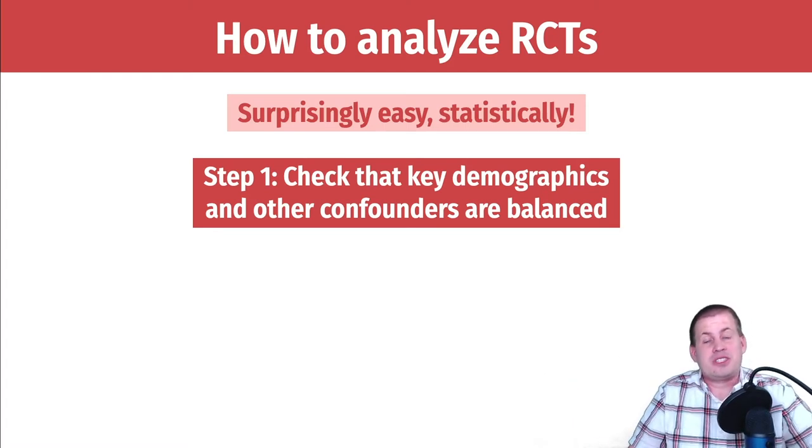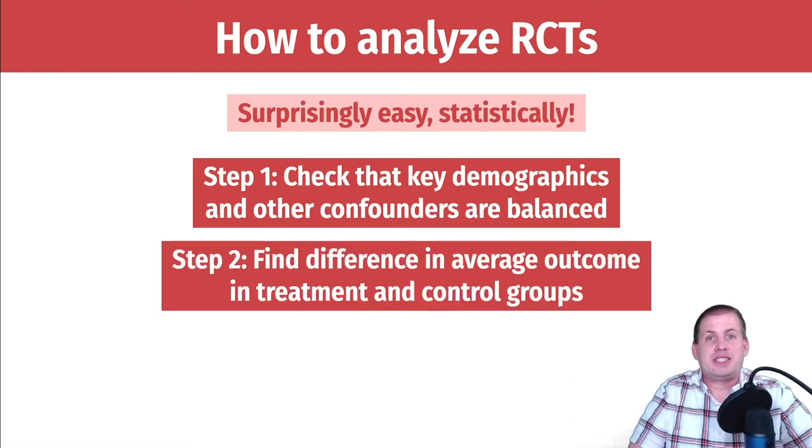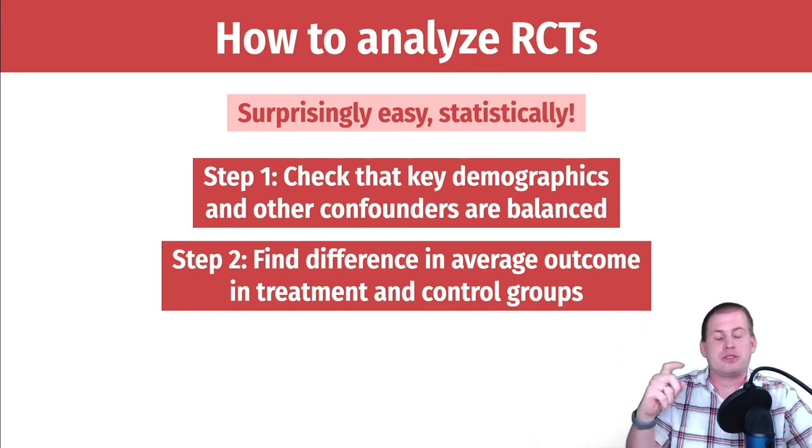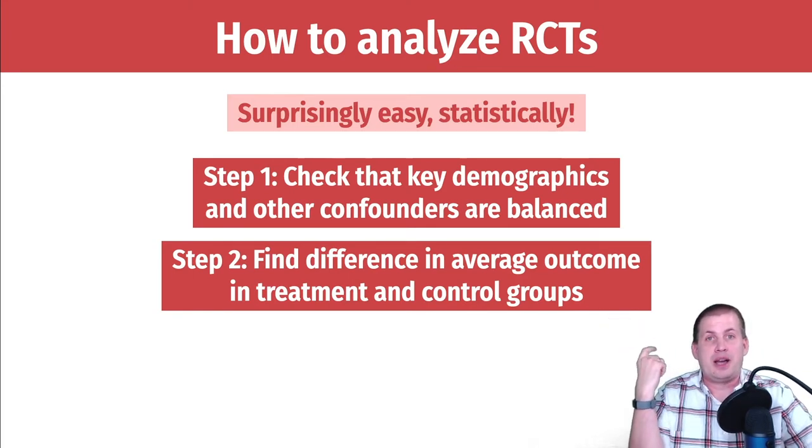Step two, once you check that things are balanced, is find the difference in average outcome in the treatment and control groups, or find the average outcome for treatment, average outcome for control, subtract that difference, and that's your effect. And that's all you do.